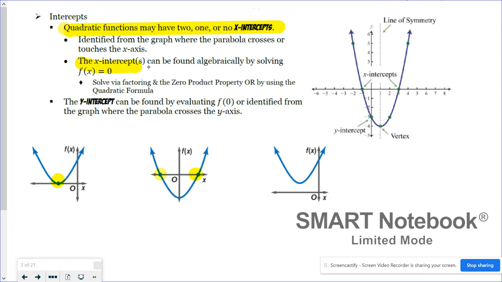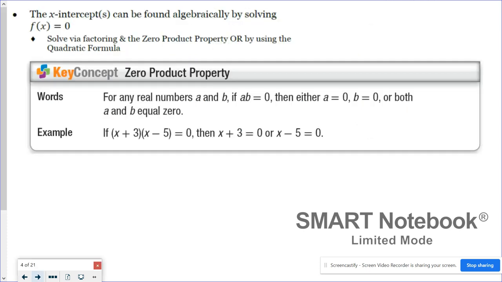The x-intercepts can also be found algebraically by solving an equation where the function equals 0. So this is how you can find the x-intercepts for any function. The y-intercept of any function can be found by evaluating f of 0, or simply by seeing where it crosses the y-axis on a graph. But let's talk about finding x-intercepts, okay?